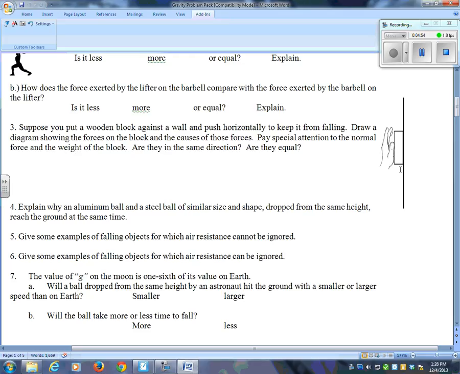Well, which way is gravity? Down. That we can agree. The weight force is down.